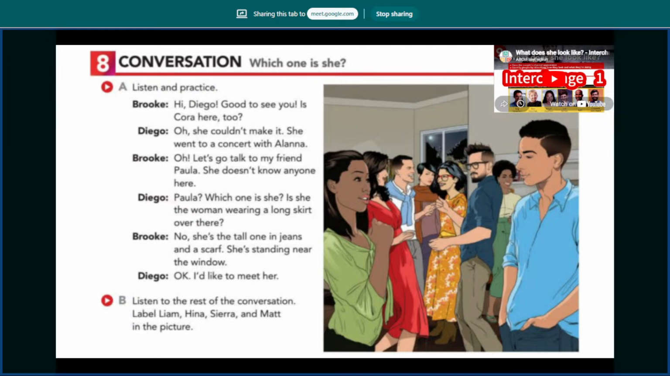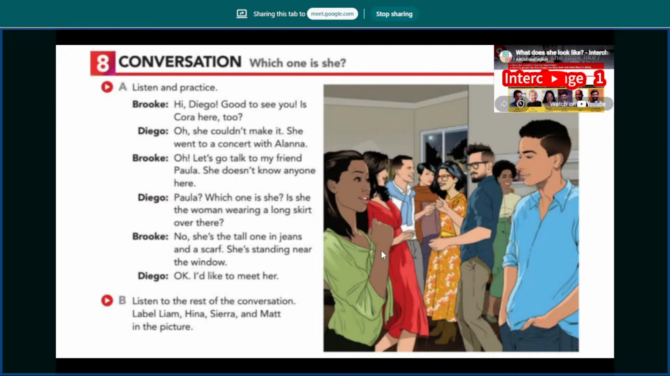Now "one", I hope you remember, we saw in Unit 3 and again in Unit 8 that we use "one" to replace our noun. We are using it as a pronoun. Correct? So she is the tall one, meaning the tall one in jeans and a scarf. So where is she standing in the picture? Tell me. Is she the one near the window, with a brown scarf? This one? Yes, this one. Very good. One in jeans and a scarf. She's standing near the window. So that's how you give the placement, where the person is and what they are wearing.